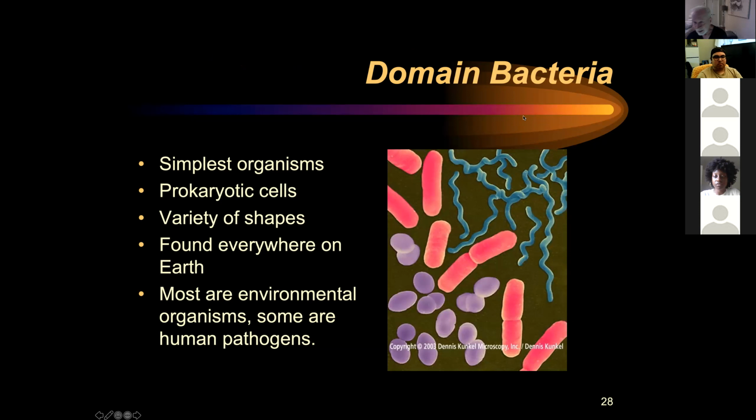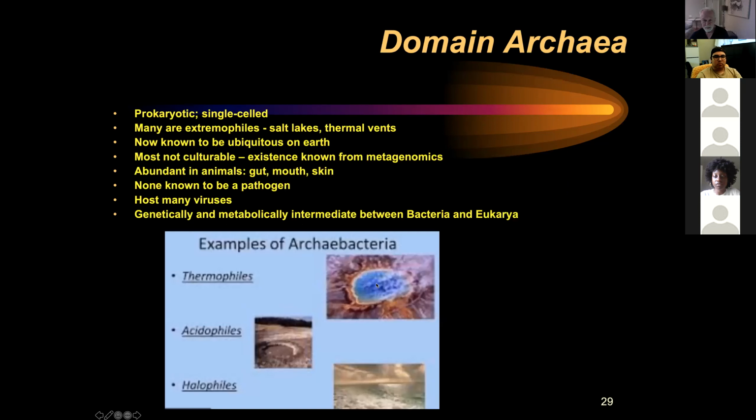So let's talk about bacteria. They're prokaryotes, variety of shapes, and we've talked about this before. There are 3 basic shapes: the spirals, the rods, and the spheres. They're found everywhere. Some are pathogenic.